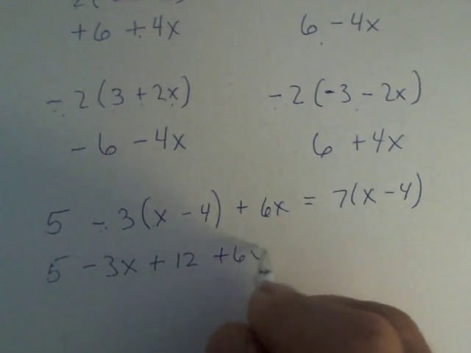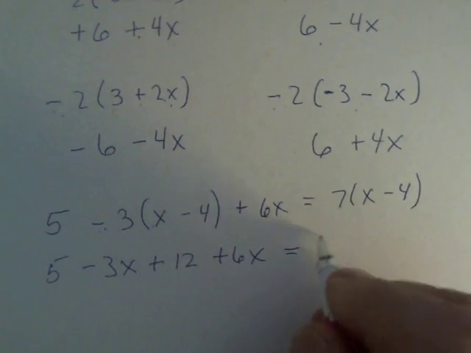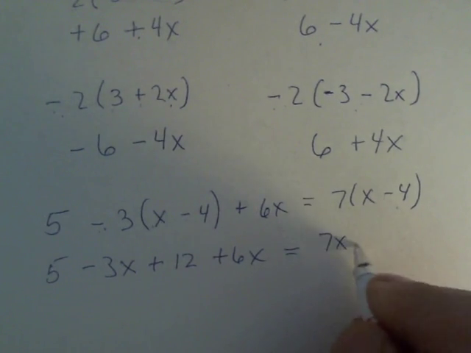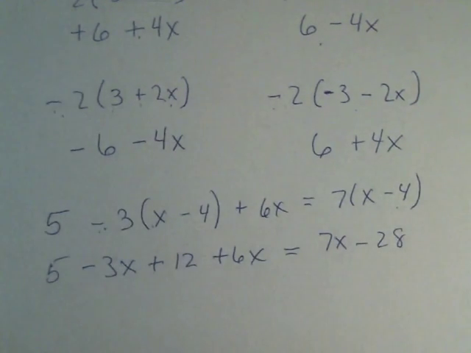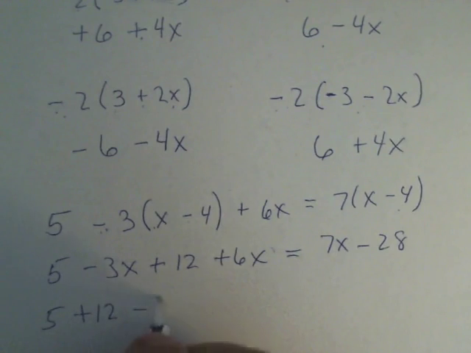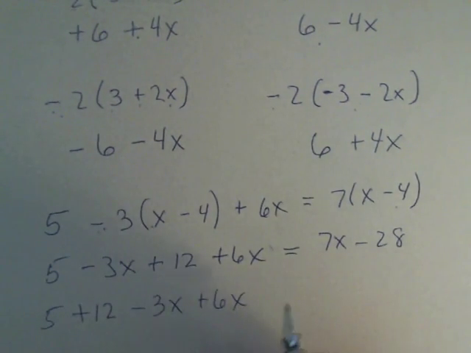I list the 6x. 7 times x is 7x. 7 times negative 4 is negative 28. Now, since I'm on one side of the equation, I combine like terms. So I have a positive 5 and a positive 12, a negative 3x and a positive 6x. The signs have to stay with the terms.